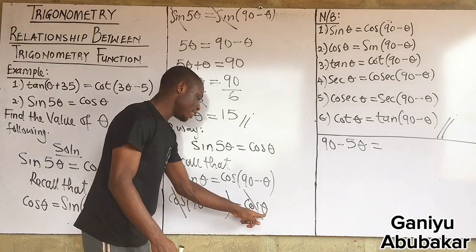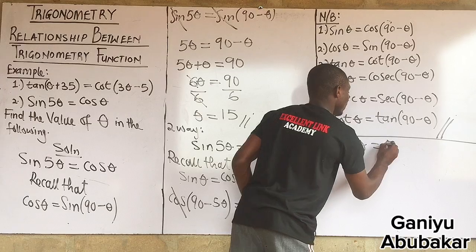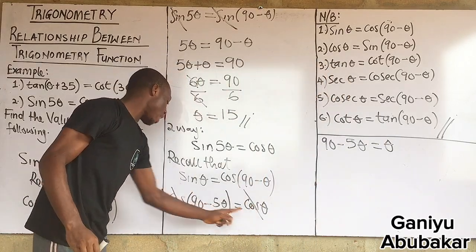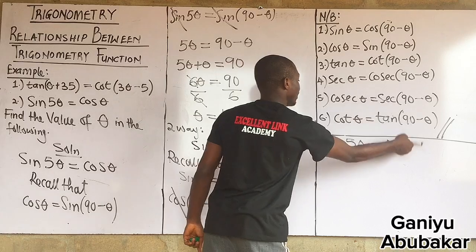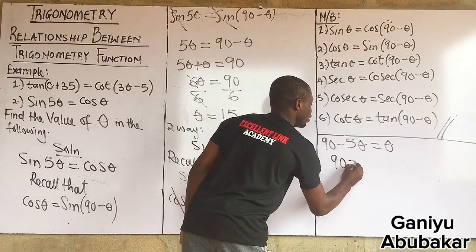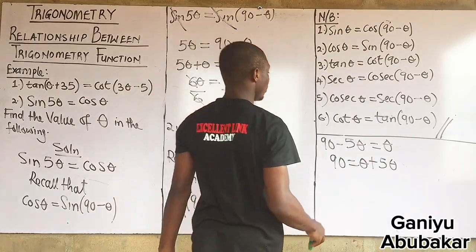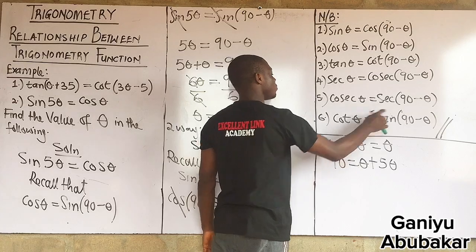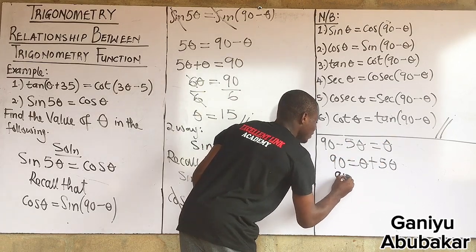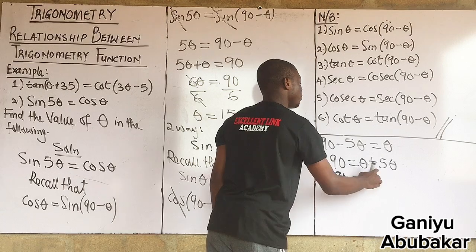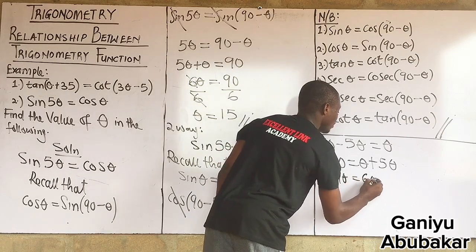To be equal to theta, right? I cancel cos and cos, so what is left is this theta. Take this one here. I'll have 90 is equal to this theta. If minus 5 theta comes, it becomes plus 5 theta. From here, I'll have 90 is equal to theta plus 5 theta, which becomes 6 theta.